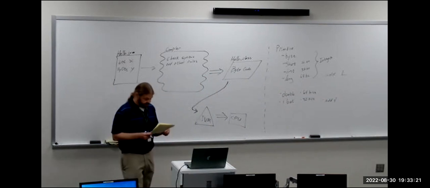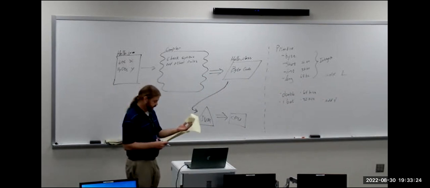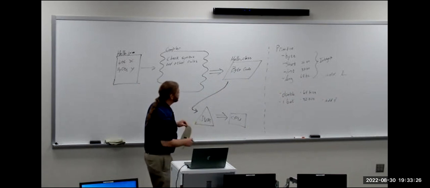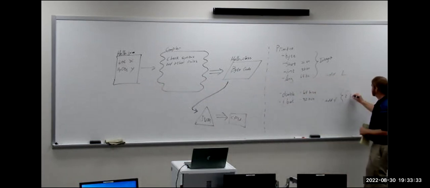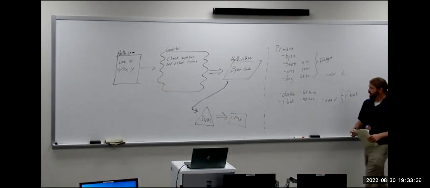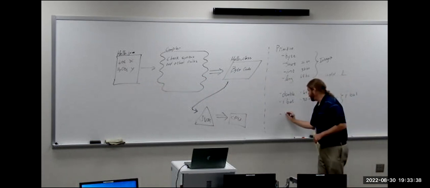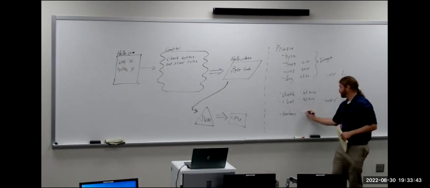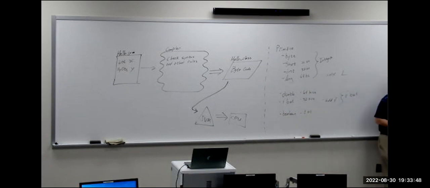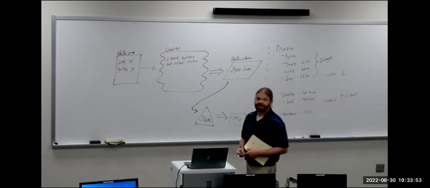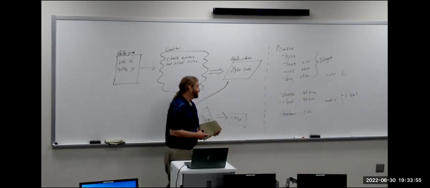Let's see, floating points. Then we have Booleans, which are 1-bit Booleans. So 1 bit for true, 1 bit for false. 0 is false, 1's true. That's probably what you expected on that one.